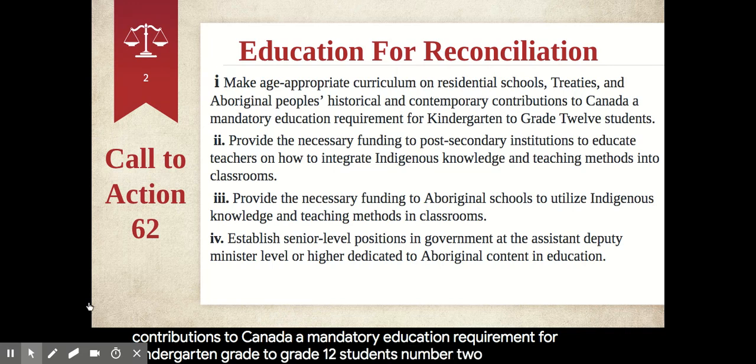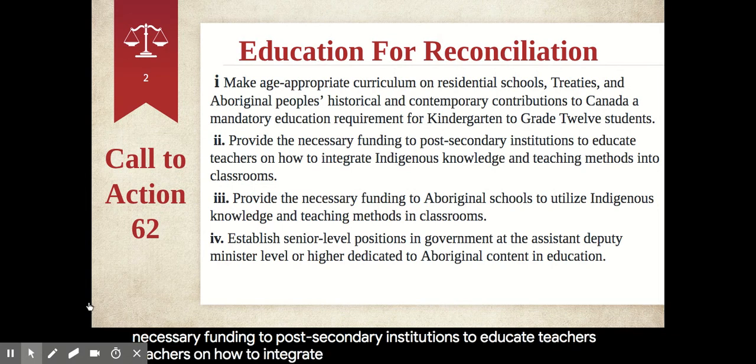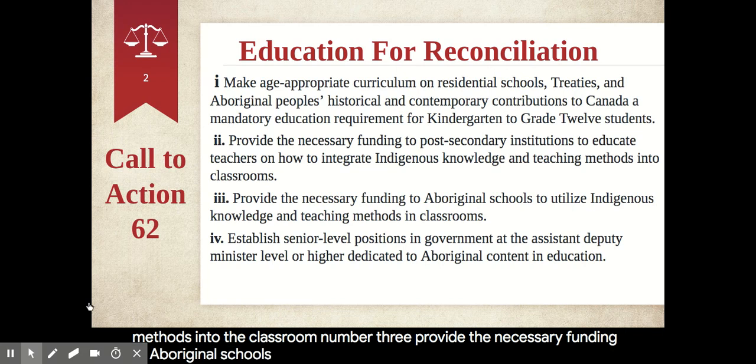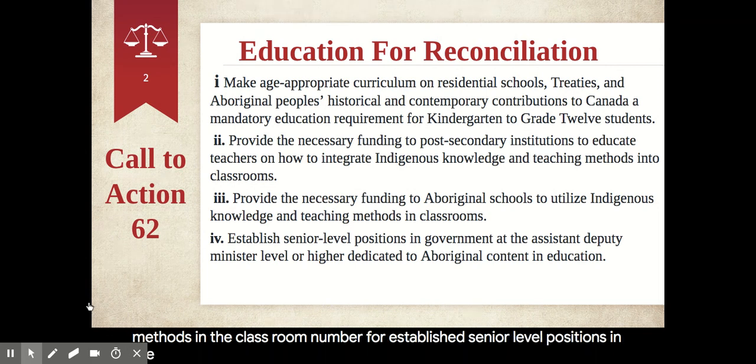Number two, provide the necessary funding to post-secondary institutions to educate teachers on how to integrate Indigenous knowledge and teaching methods into the classroom. Number three, provide the necessary funding to Aboriginal schools to utilize Indigenous knowledge and teaching methods in the classroom. Number four, establish senior-level positions in government, at the assistant deputy minister level or higher, dedicated to Aboriginal content in education.